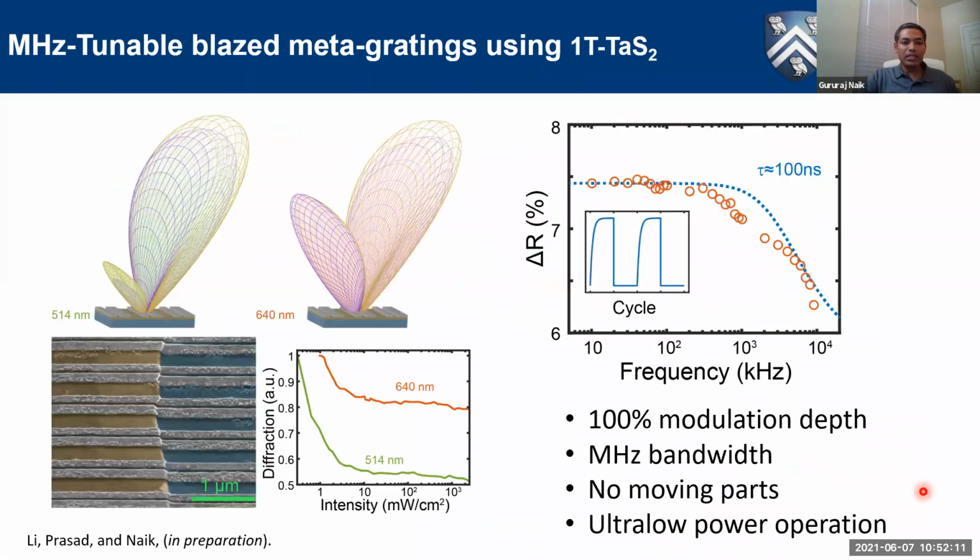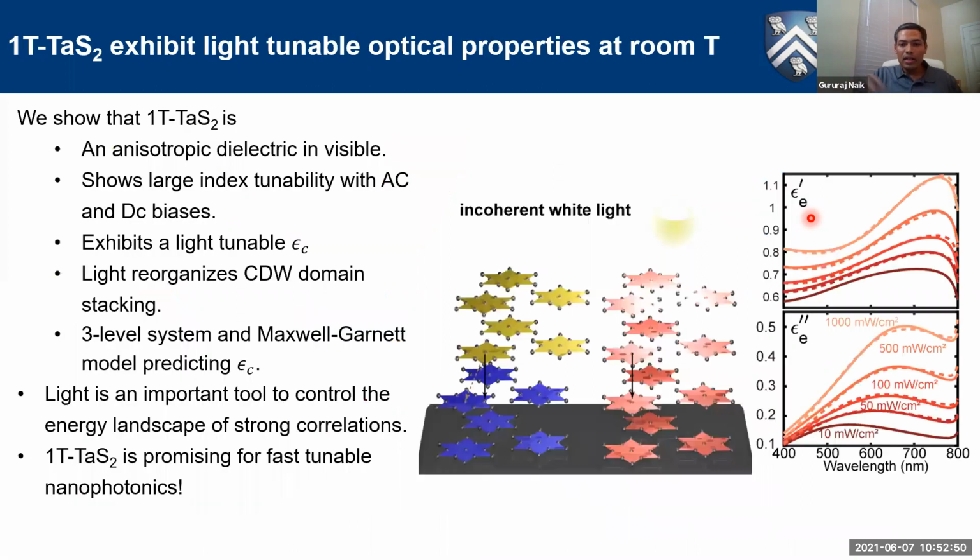And then we further optimized this device to make it a blaze grating. So in the blaze grating device, we could see even larger modulation. We could get 100% modulation depth. We have megahertz bandwidth, about 3 megahertz or so, no moving parts, and at the same time, extremely low power operation, less than 1 sun for tunability. So that can be a huge game changer in the upcoming tunable optical devices or tunable nanophotonic devices. And that's where we are currently working, in fact, on showing a hologram that can show differently with different intensities. Okay, so that's a work in progress.